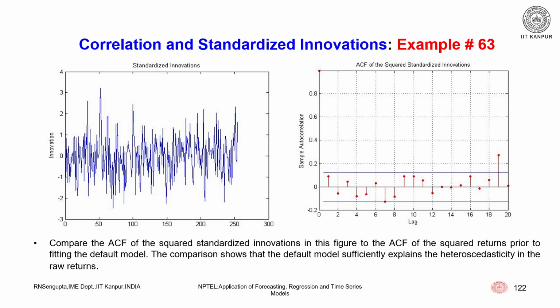So, this is the correlation and standard innovations. If you compare the autocorrelation function for the squared standardized innovation in this figure to the ACF for the squared returns prior to fitting the GARCH model, it will show that the GARCH model sufficiently explains the heteroscedasticity in the raw data. So, the raw data has to be normalized in whatever way, like taking the first difference, second difference, or the average mean difference, and so on and so forth. I am talking about the raw data.